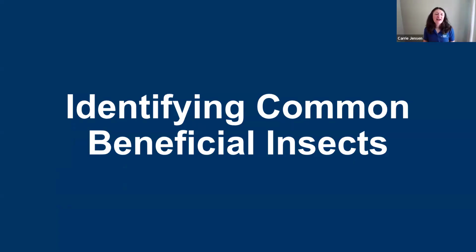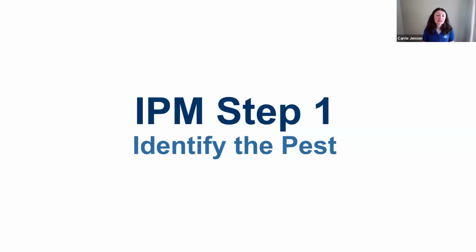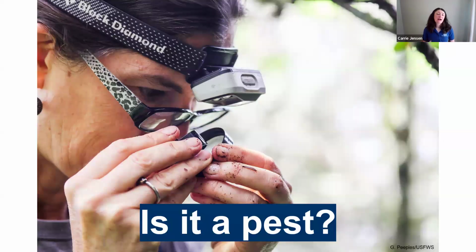So now that we understand why insects are important, let's talk about how to identify some of the common beneficial insects you might find in your garden. Because in integrated pest management, or IPM, our first step is always to identify the pest. And really to ask ourselves the question, is it a pest, right? When people look at their plant and they find an insect on there, they instantly think, oh, it could be bad, right? But it could also be beneficial. So it's really important to figure out what you're looking at before you just assume it's a pest.